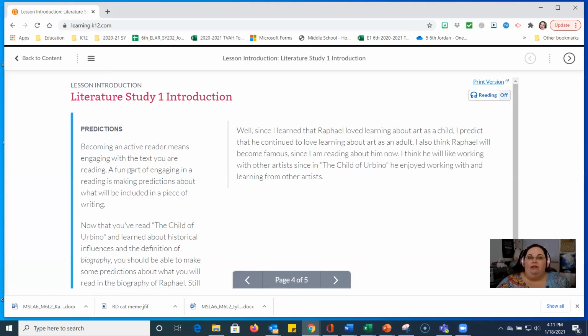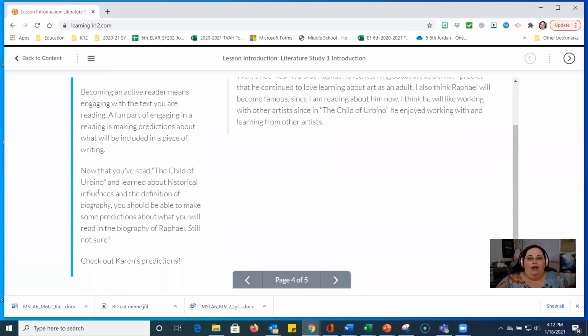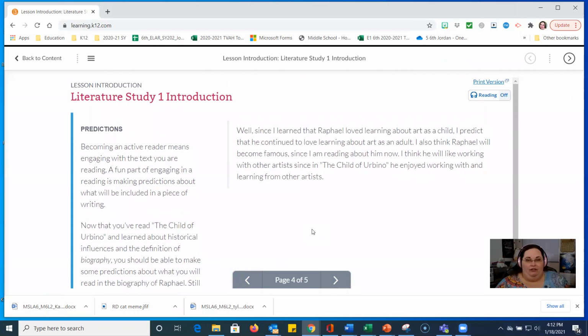Becoming an active reader means engaging with text you are reading. A fun part of engaging in a reading is making predictions about what will be included in a piece of writing. Now that you've read The Child of Urbino and learned about historical influences and definitions of biography, you should be able to make some predictions about what you will read in the biography of Raphael. Still not sure? Check out Karen's predictions.